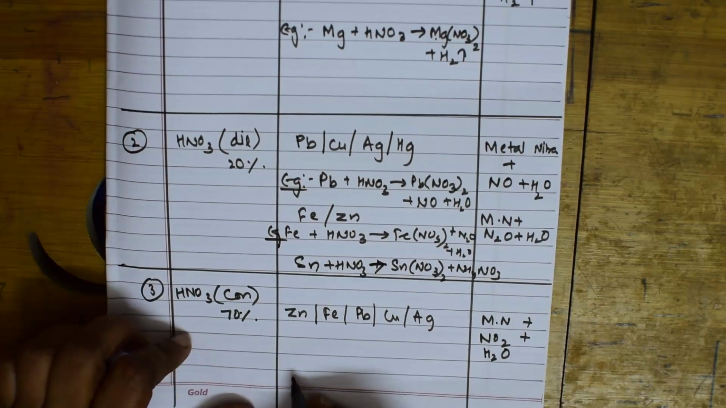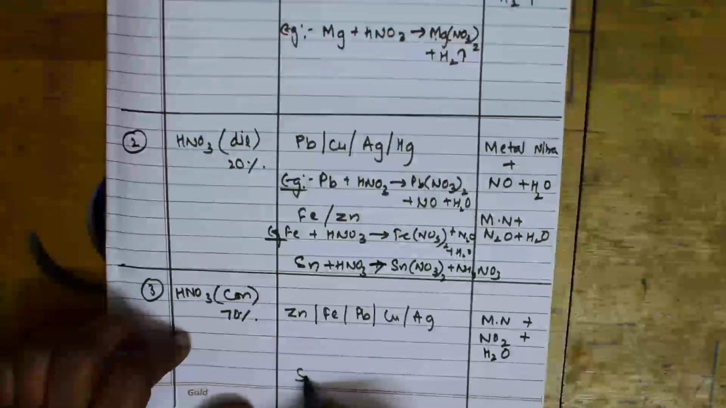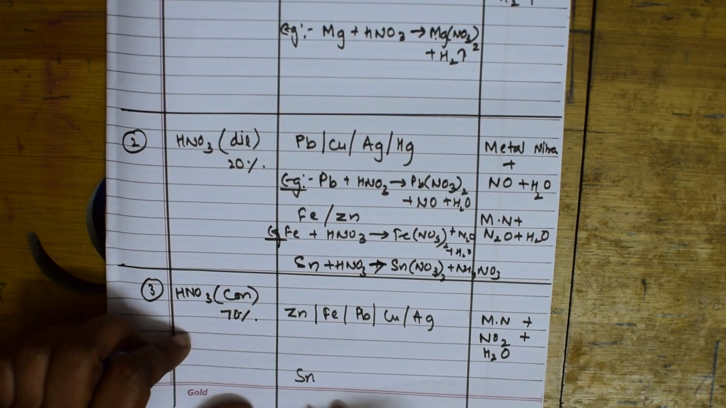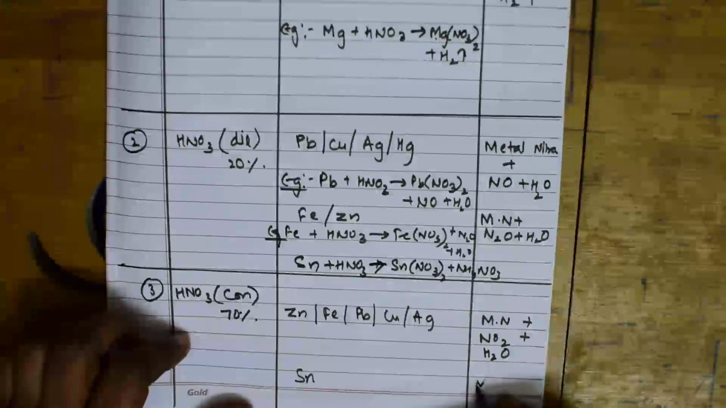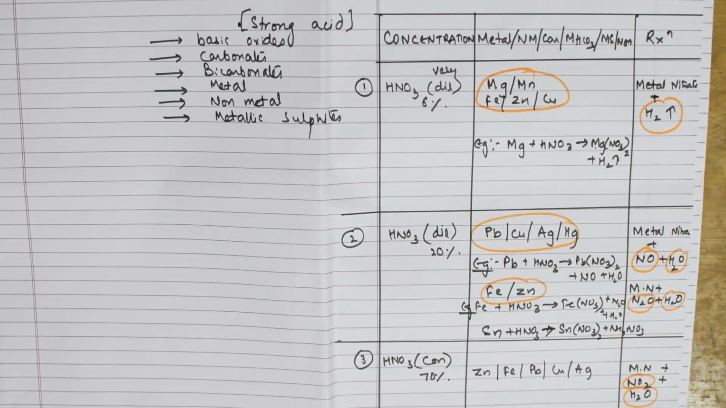So here, suppose you have concentrated nitric acid with Sn, right? So you'll be getting a product of NO2 gas.